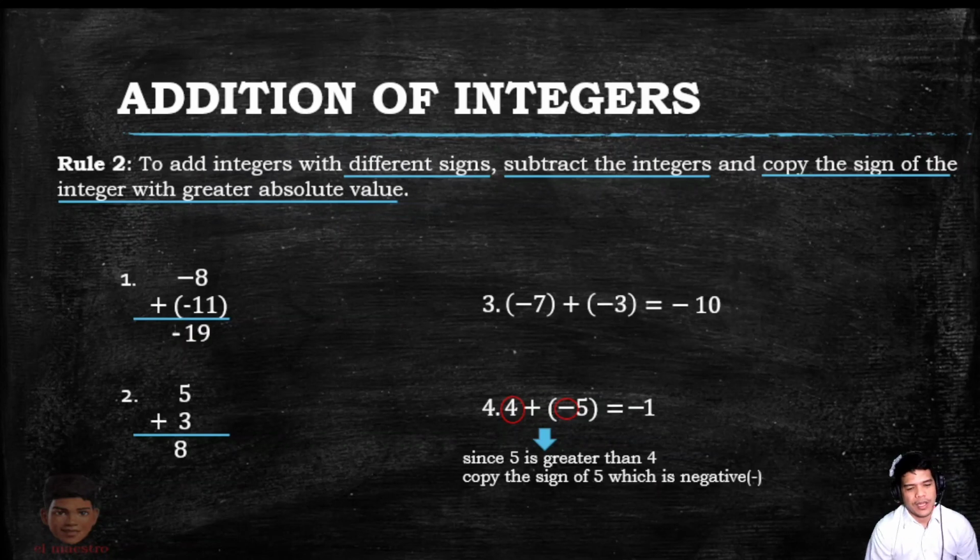So in adding integers class, we have two rules to remember. The first rule is we check if they have the same sign. And the second rule is we check if they have different signs. Again, if different signs, subtract the integers and copy the sign of the integer with greater absolute value. If the signs are the same, just add the integers and copy their common sign. It is that simple. Okay? So you practice with this, class.